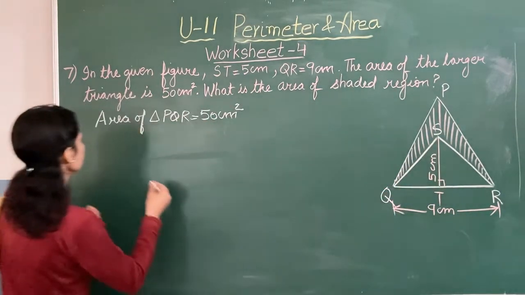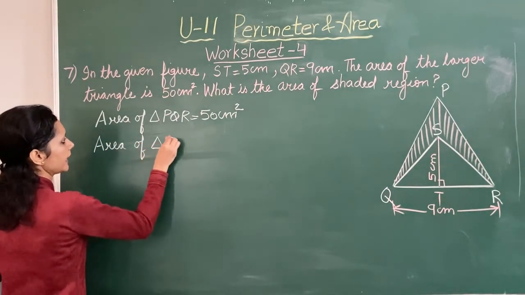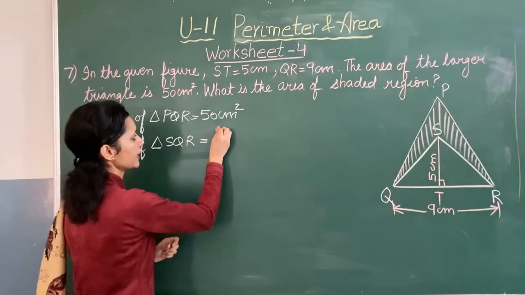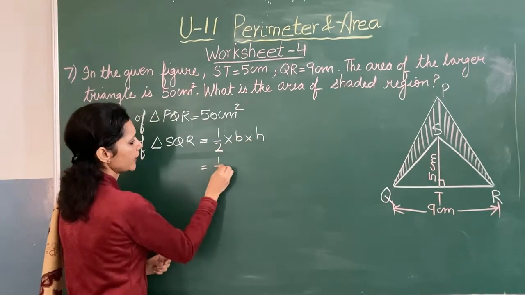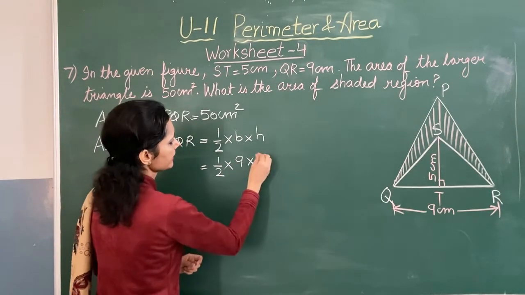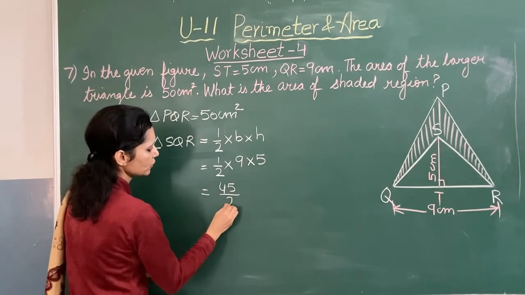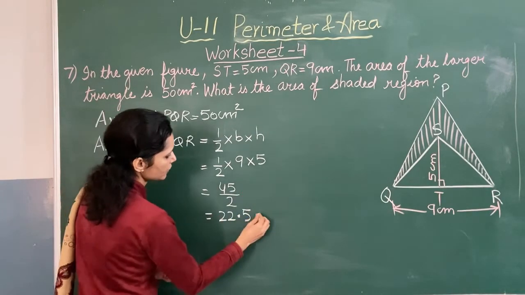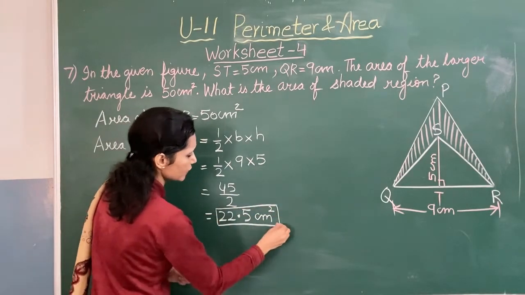So let's find it out. Area of triangle SQR would be equal to, since the formula for area of a triangle is half into base into height, so let's put in the values. Half into the base, which is 9 centimeters, and the height is 5 centimeters. So this becomes 45 upon 2, that is equal to 22.5 square centimeters. So this is the area of the smaller triangle.